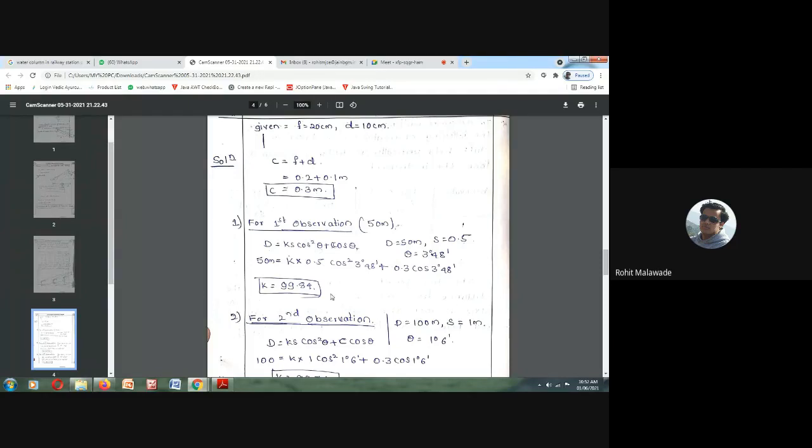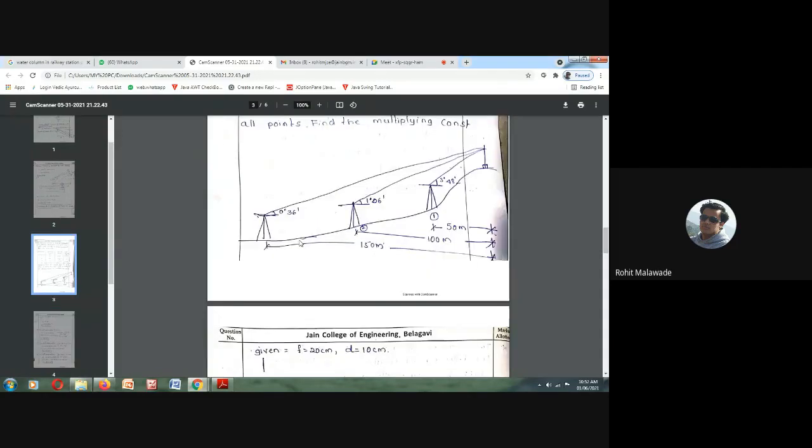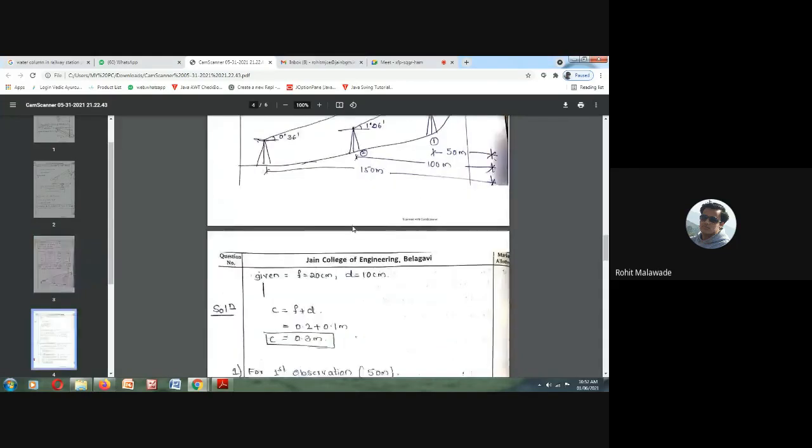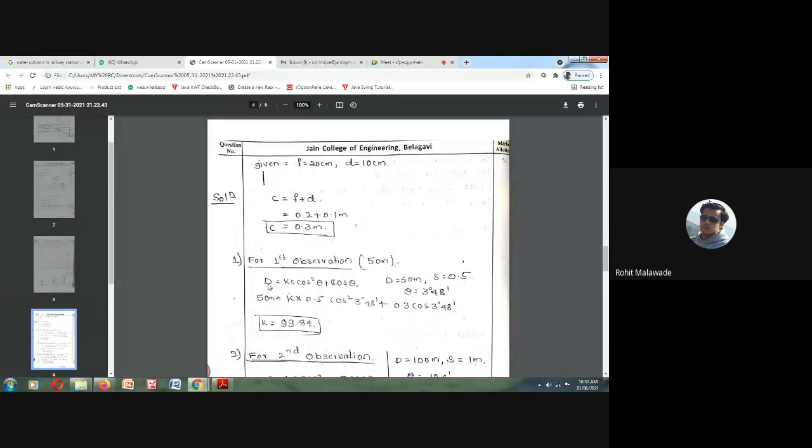Now for the first observation, this condition is nothing but when your staff is held vertically in an inclined position. So what is the formula for D? Can anybody tell me the formula for D? D is given by Ks cos square theta plus C cos theta.